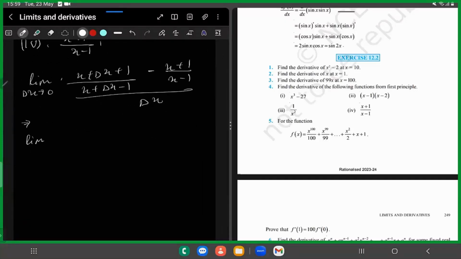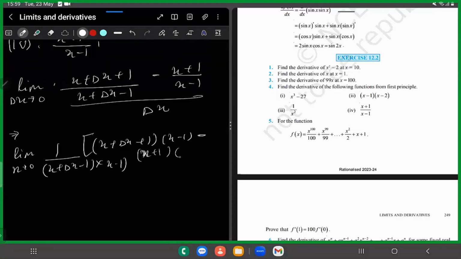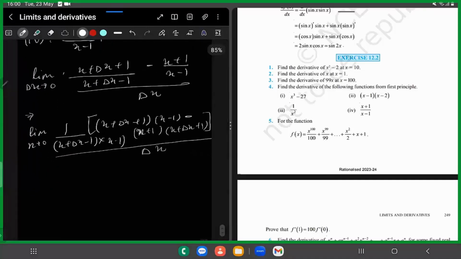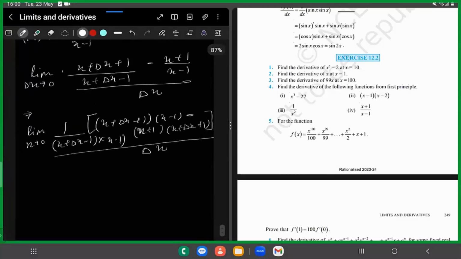Okay, so this is our question, and if we take the LCM of the denominators, and the numerator part, limit delta x tends to 0, and the denominator will be (x plus delta x minus 1) into (x minus 1), and in the numerator we'll have (x plus delta x plus 1) into (x minus 1) minus (x plus 1) into (x plus delta x minus 1), and in the denominator overall we will have delta x. We have to solve this much of expression right now, and we'll be doing it quickly because a lot of terms would be getting equal to 0.